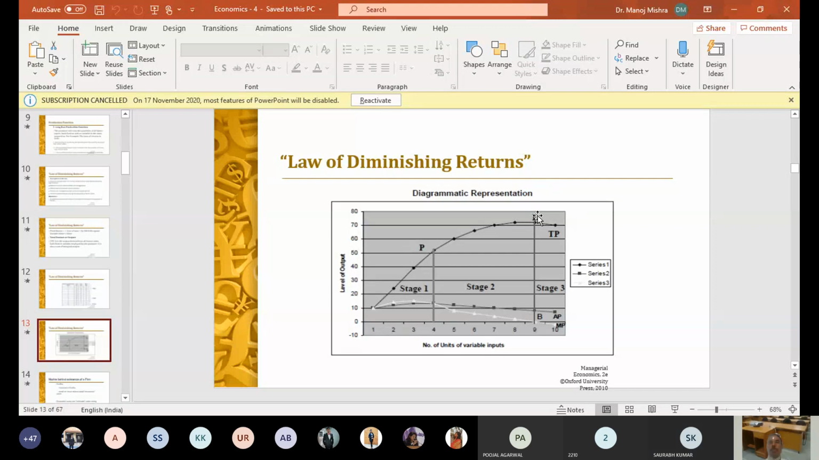Okay, so these are some of the inferences we draw out of the graph that is presented before us. And these are the law. This is the law of diminishing return, because it doesn't mean that if you keep on increasing, things will keep on increasing forever. It doesn't work like that. Okay.